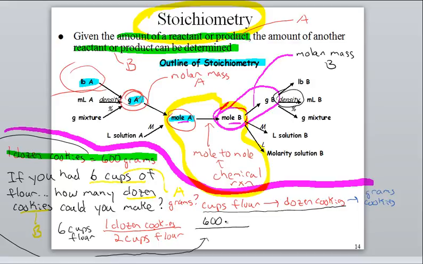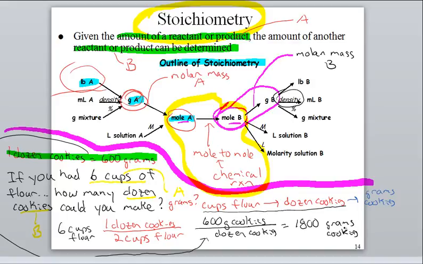600 grams of cookies per dozen cookies. 3 dozen cookies, and our final answer, 1,800 grams. It's the same quantity, just a different unit.